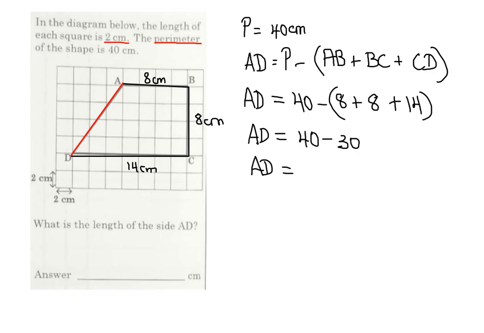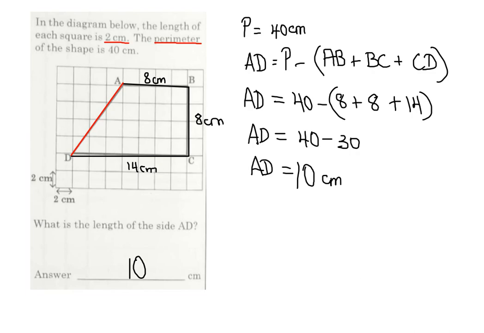What's 40 take away 30? 10. Right? So what is the length of the side that we needed to find? 10 centimeters. So what are we going to write on the line here? 10 cm. Right.